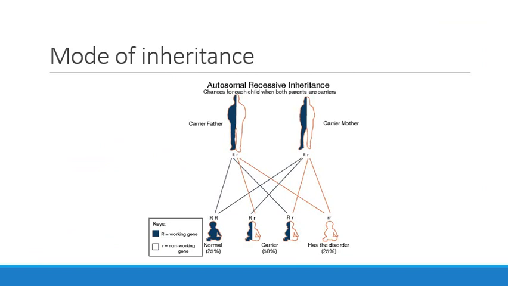Most of the conditions are inherited on an autosomal recessive basis. Very few are inherited on an X-linked basis, such as Barth syndrome, associated with cardiomyopathy and neutropenia.